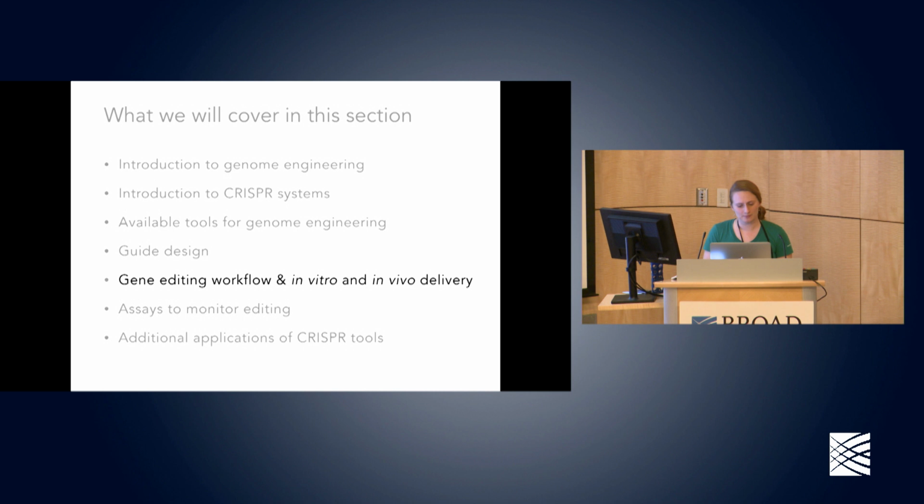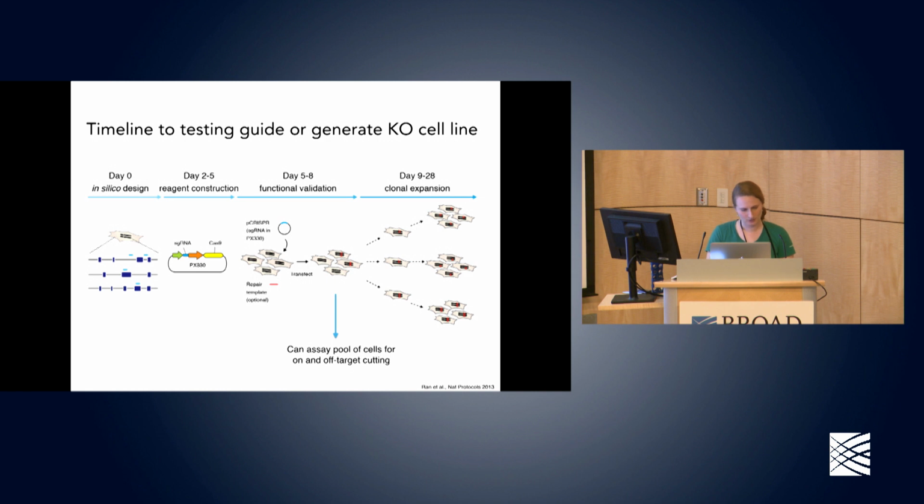So now that I've described how to select the Cas tool that you're working with and to select your guide, now I'd like to go through the workflow of how to edit your genome and deliver it. So here's a brief timeline to test a guide or to generate a knockout cell line. First, during the first day, we'll require just in silico preparation. So choosing your Cas9 or your Cas protein to work with, selecting your guide, and then ordering reagents.